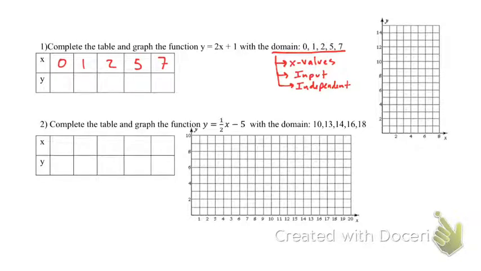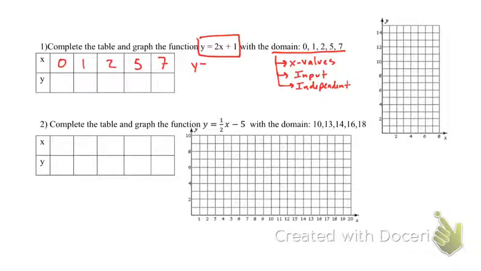Okay, so now I'm almost done with this table. I just have to find the y's. To find the y's, we are going to use our equation. And what I'm going to do is I'm going to take each individual x, plug it into my equation, do the math, and it's going to give me my y value, my dependent variable. Okay, so let's start with our first x, which is 0.